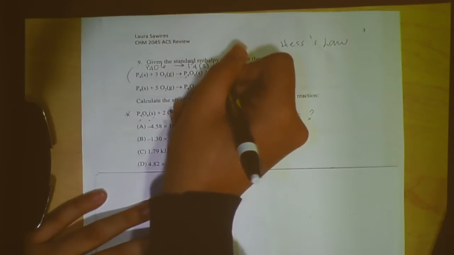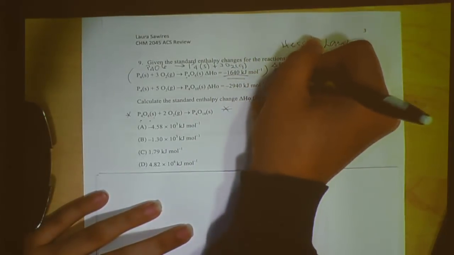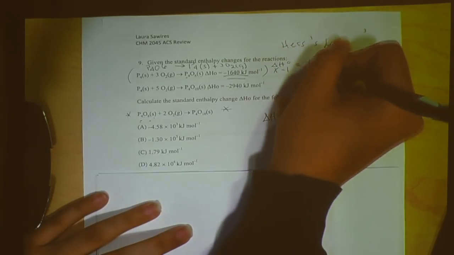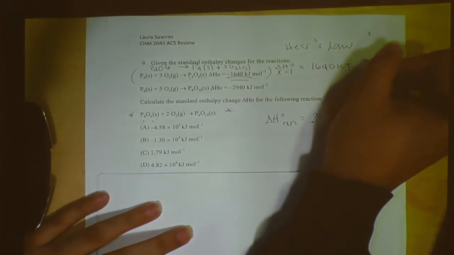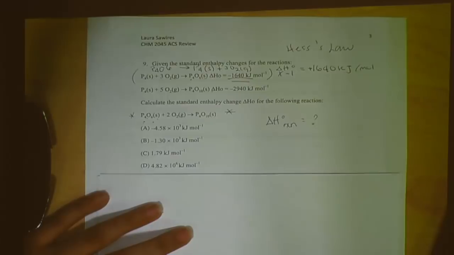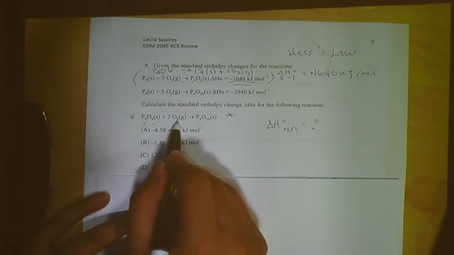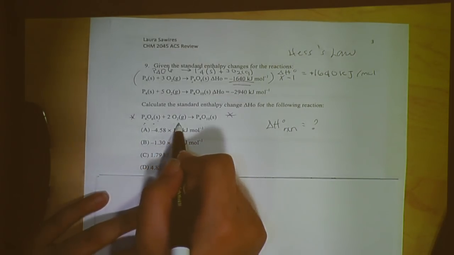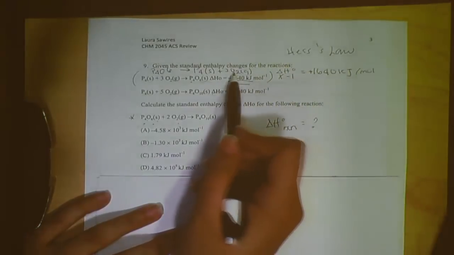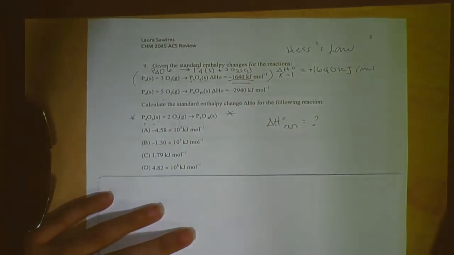P4O6 gives you P4 solid plus 3O2 gas. And since I multiply it by -1, this right here becomes delta H is equal to 1640 kilojoules per mole. So it becomes positive, because a negative times a negative is positive, right? Okay, the second thing I have is I have 2O2. Well, I have 3 O2s on one product side, and I have 5 O2s on one reagent side.